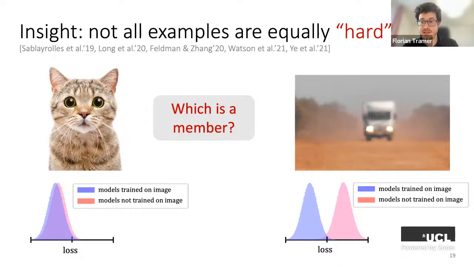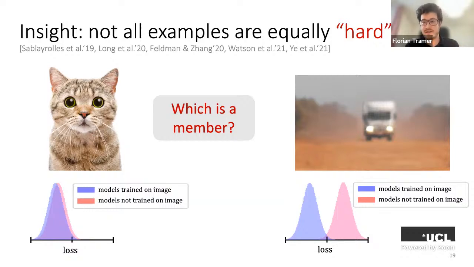And now for the specific cat image, what you're essentially going to see is that the two distributions are going to be essentially the same, because it doesn't really matter whether the model saw this specific image of a cat to know that this is a cat. For images like this truck, however, whether a model saw this specific image or not makes a huge difference in its loss. And in particular, the distributions you get on losses when the image is a member versus not are going to be much, much easier to distinguish.